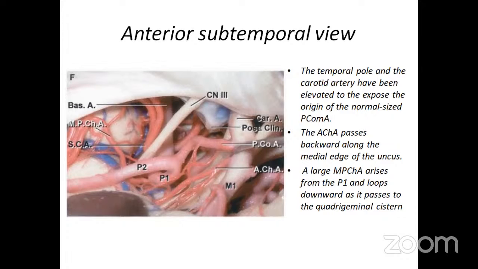Another important vessel that we can appreciate in this diagram is the anterior choroidal artery. The anterior choroidal artery is derived from the choroidal segment, that is the third segment of the supraclinoid portion of the internal carotid artery. Here it passes backward along the medial edge of the uncus. Another important vessel that we can see here is the medial posterior choroidal artery, and it is a branch of the P1 segment.